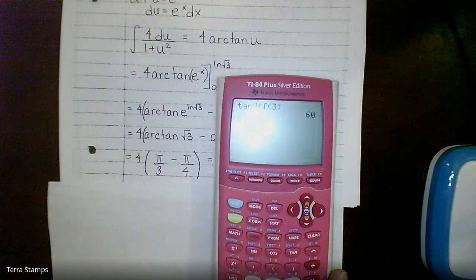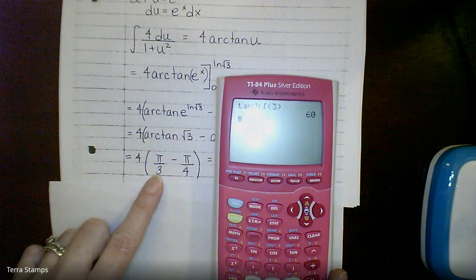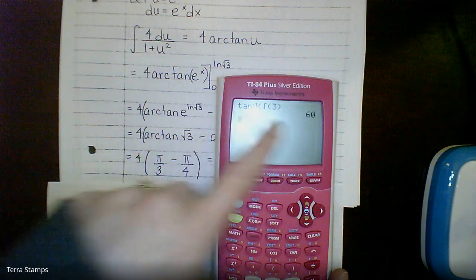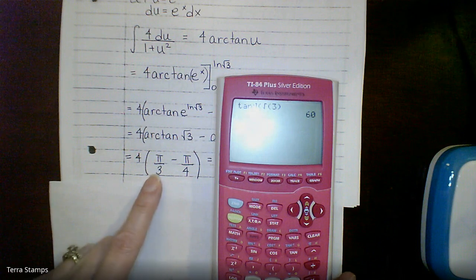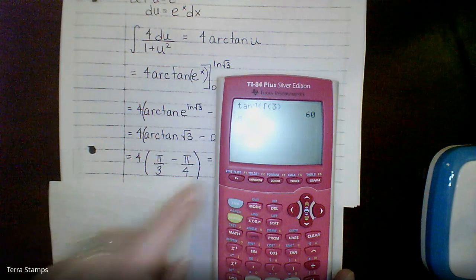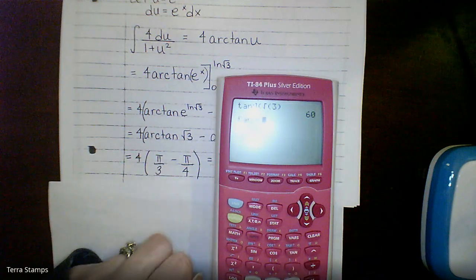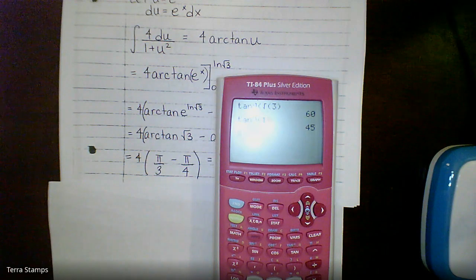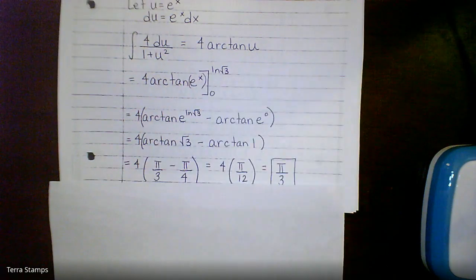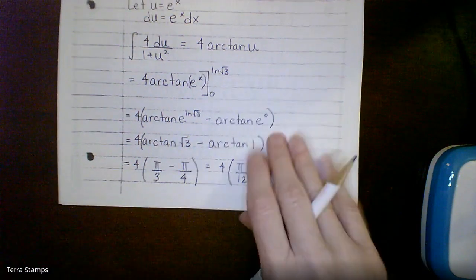Now, the thing is, with calculus, we have to work in radians. But I feel like if you get this and you get 60 degrees, you may be comfortable enough to say, oh, yep, that's pi over 3. And the inverse tangent of 1 is 45 degrees. And you might recognize that pretty quickly as being pi over 4. Okay.